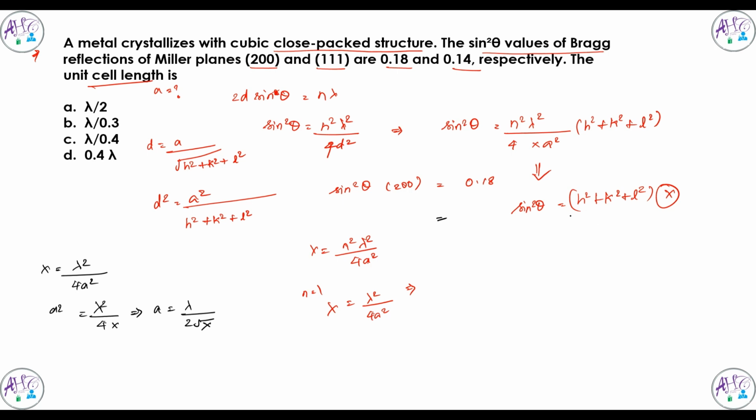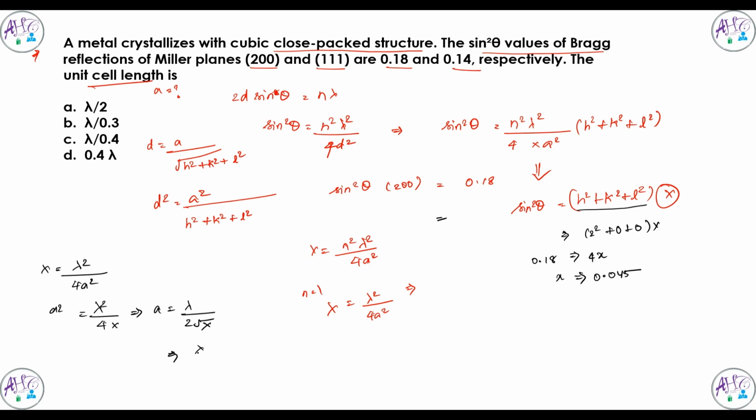So simply, this is going to be your HKL plane. Okay, 200 plane mode, if you substitute, this is going to be equal to 2 square plus 0 into x. So this is going to be equal to 4x. So 4x is equal to what? For your 0.18, they have said. So your x is going to be equal to 0.045. Okay. So simply now, substitute the value.